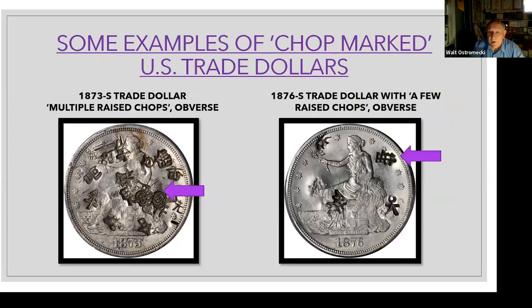So here, if you're not familiar with it, you can see examples of it, and I've tried to highlight some areas. On the left, we've got an 1873-S trade dollar with multiple raised chop marks. There's quite a few on there. So you think that would have added more silver grain? I don't know what they stamped it with, but from the stain, when we take a look at it, it probably wasn't silver. There's some rust on the 1873 here on the left, and the 76-S, okay. Again, they were chop marked randomly on both the obverse and reverse in commerce.